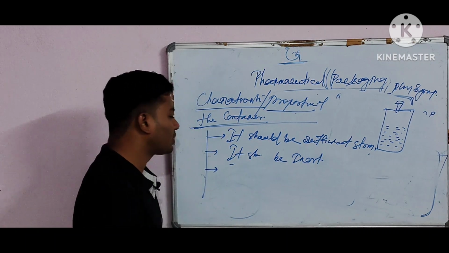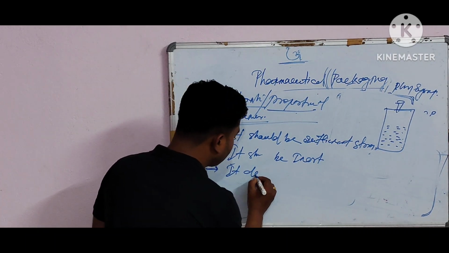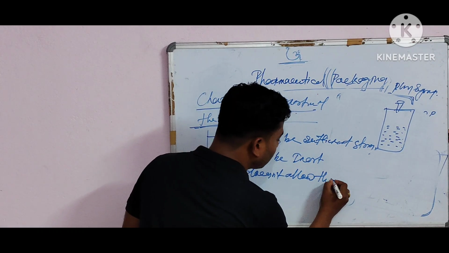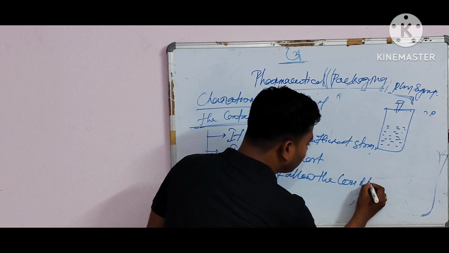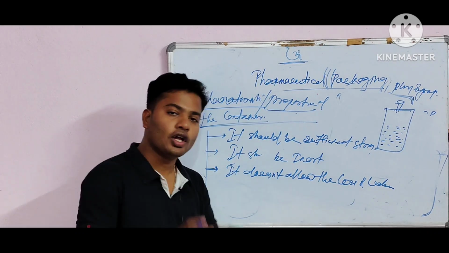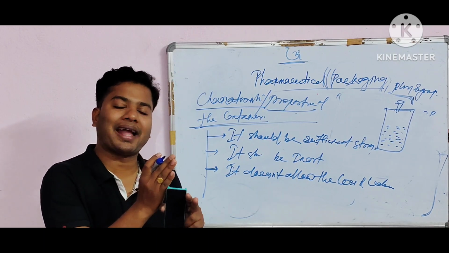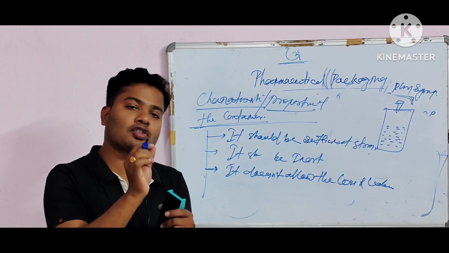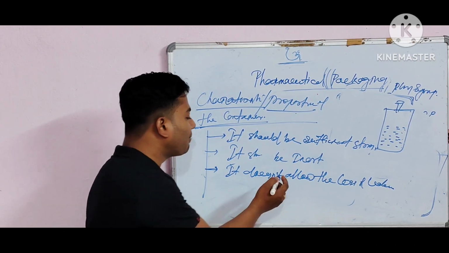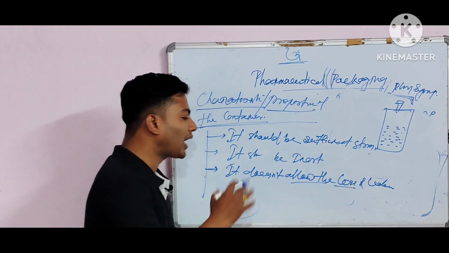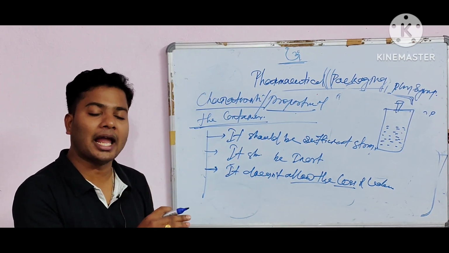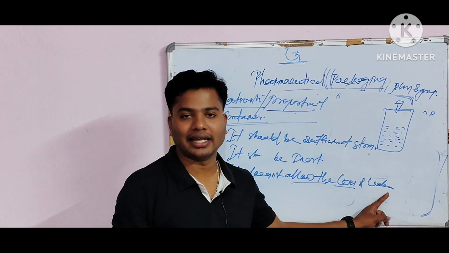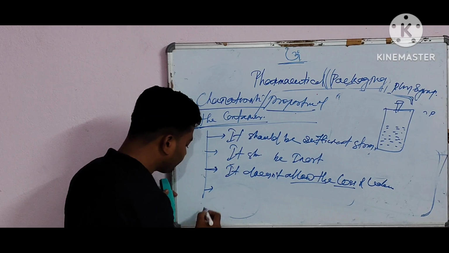Okay, and the next point is that it doesn't allow loss and leakage. That means you have to choose such containers for the packaging of liquid dosage forms, and the container should be maintained properly. Otherwise, if the containers are broken or leaking, definitely at that time the product is lost. So that's why it does not allow loss and leakage. Clear?